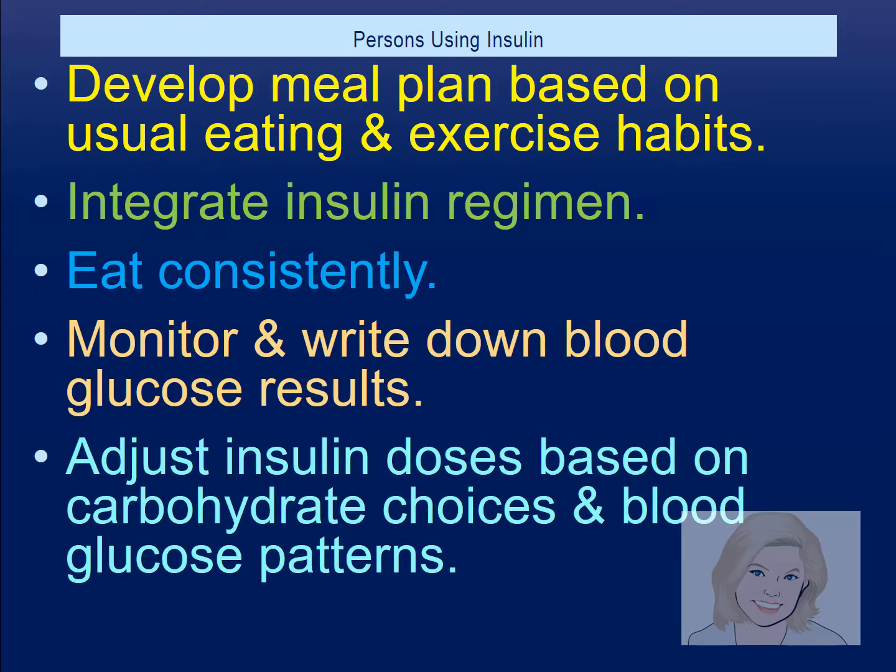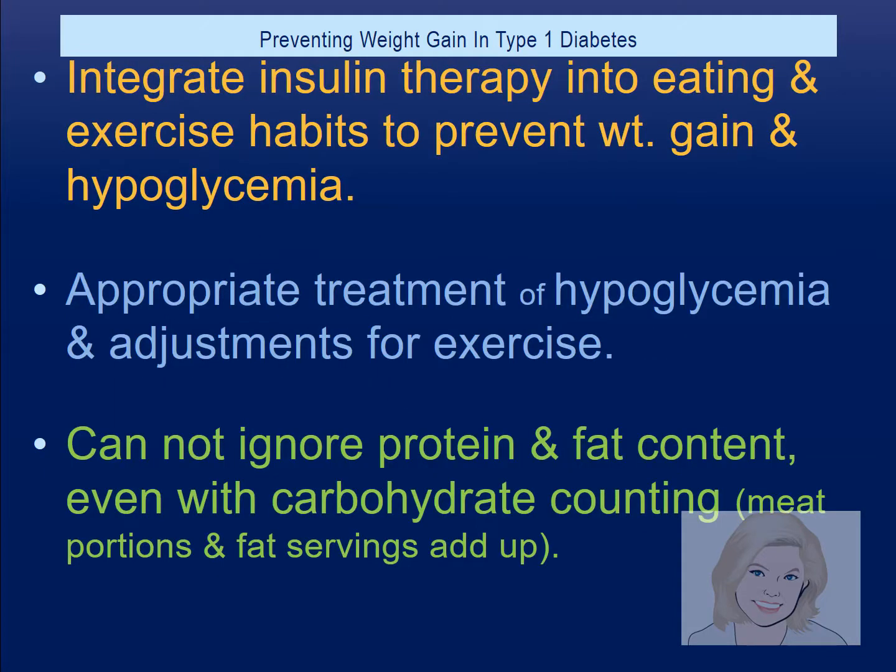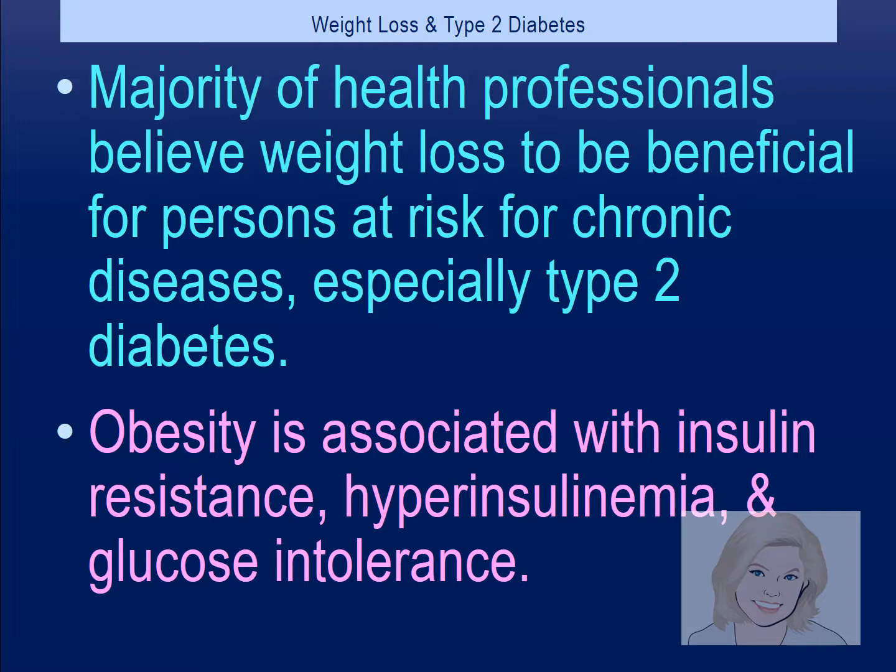So when we are looking throughout all of them: consistency, controlling your blood sugar, being accountable, writing down, whether it's an app or whatever you use, and adjusting insulin based on your carb choices. So you need to integrate it. You can't ignore the protein and fat content of a food. We want nutrient density. Now we're back to chapter 1.